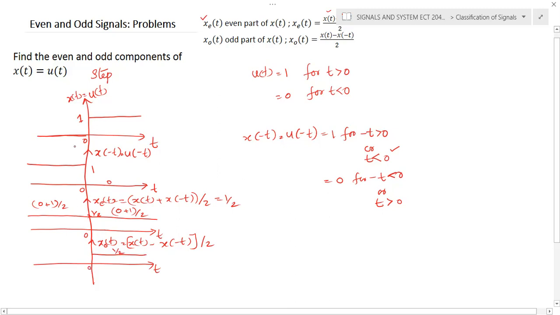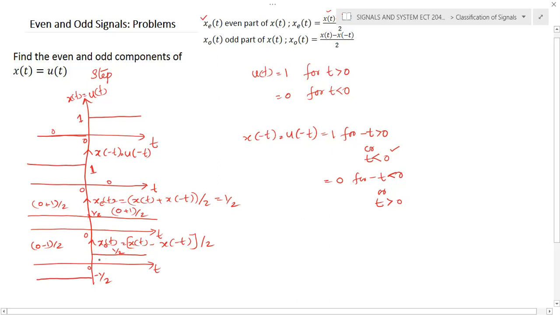And for t less than 0, for the first signal it is 0, for the second signal it is 1. So you can write 0 minus 1 by 2. So it becomes minus 1 by 2. So for the negative side, you will get minus 1 by 2. And now we can conclude that for the even component, the signal is 1 by 2, and for x odd of t, or the odd component of the signal, for the positive side it is 1 by 2, and for the negative side it's minus 1 by 2.